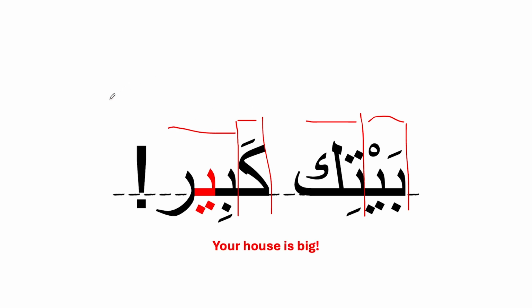Next one, I have a fatha here, so that would be the beginning of a new syllable. I have a kasra here, that's the beginning of a new syllable. I have a fatha here, that's the beginning of a new syllable. And I have a kasra here, and that's the beginning of a new syllable. Now this one would be bay, and then tik. Baytik, your house. Ka, bir, kabir, big. Baytik kabir, your house is big.